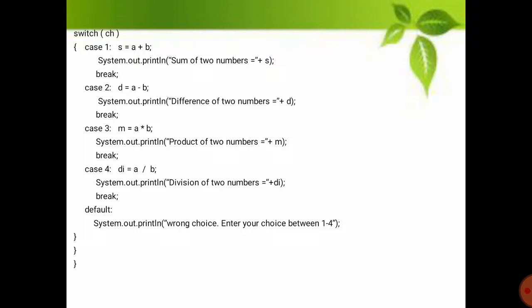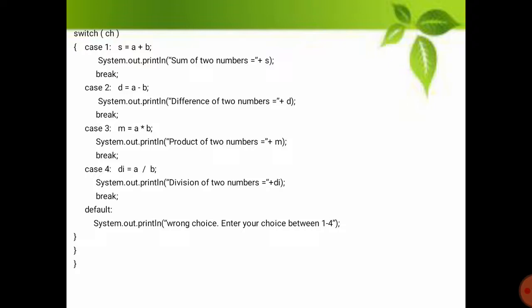So I have written d is equal to a minus b, and I have printed the difference of two numbers. In case 3 we have to do multiplication, m is equal to a into b, and we have to display the product of two numbers m. And in case 4 we have calculated the division a by b and display the division of two numbers di. And in each case I have written the break.